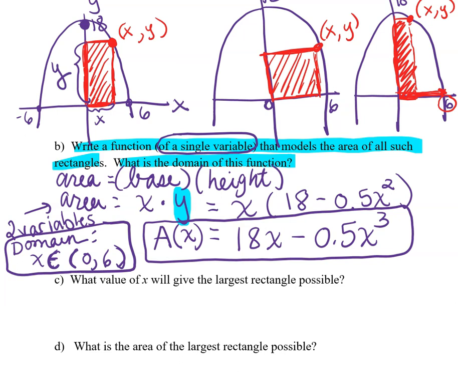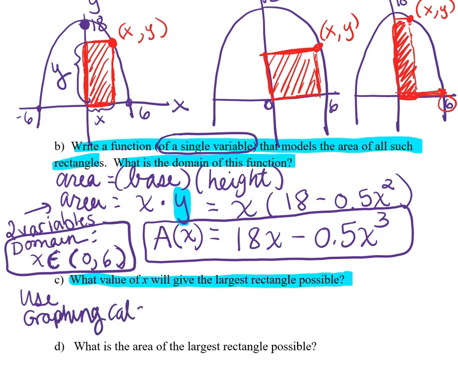In letter C, it says what value of x will give the largest rectangle possible. In order to do this, we are going to want to use our graphing calculator. Okay, and while we're using our graphing calculator, our goal is going to be to calculate the max.